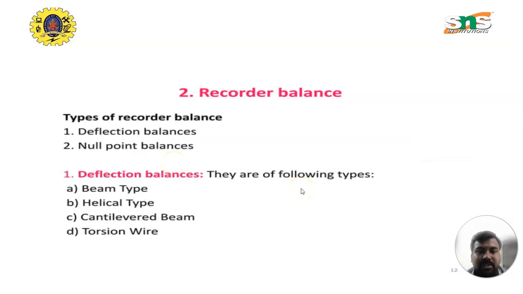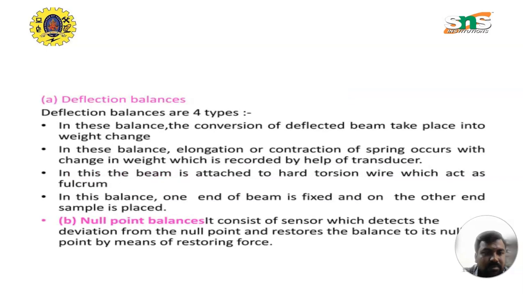So the second instrument is the recorder balance. There are two types of recorder balance. One is the deflection balances. Second one is null point balances. The deflection balances have the following types: beam type, helical type, cantilevered beam, and the torsion wire. The deflection balances are the four types.